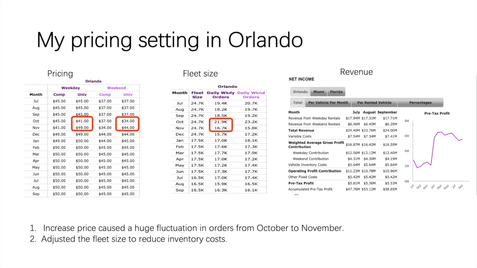Since December is a month of low customer demand, I kept the price unchanged. On the other hand, to reduce the impact of frequent price fluctuations on consumers. After December, I raised the price by another $1 until September to make more profit. Besides, I reduced the size of the fleet to cut inventory costs.